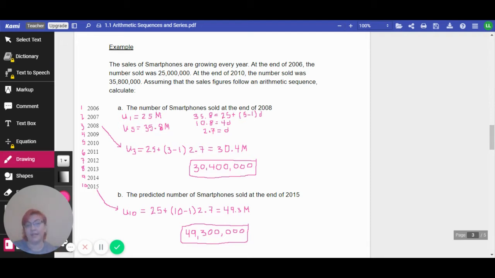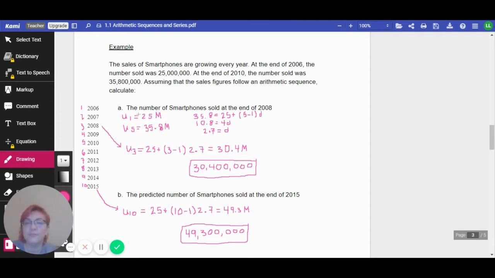of 2008. Now, it would be really easy here to fall into the trap of finding the wrong term. Because if you just do 2008 minus 2006, you'll say, oh, 2. So the second term then is going to be 2008. No, take a look here. If 2006 is the first term, 2007 is the second term. So 2008 would be the third term.